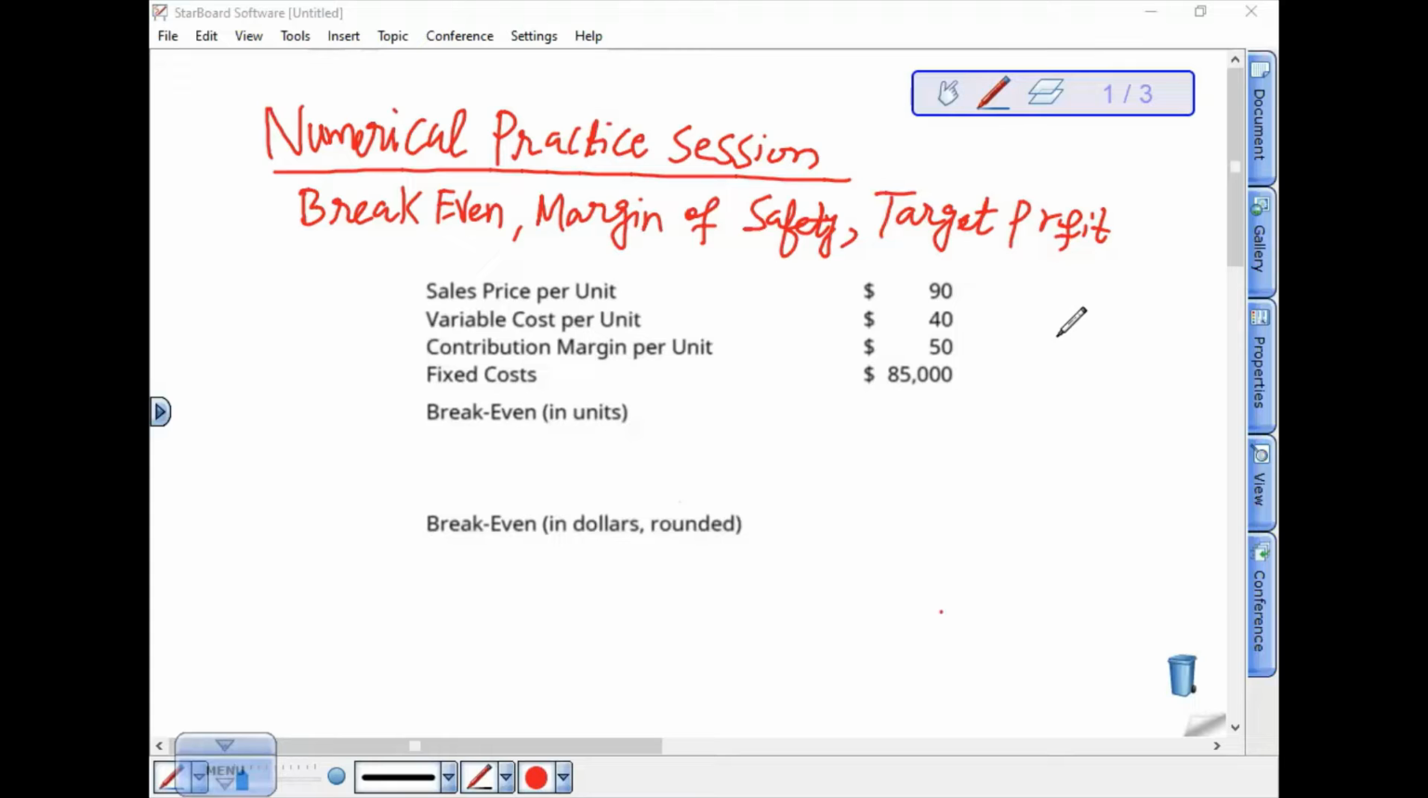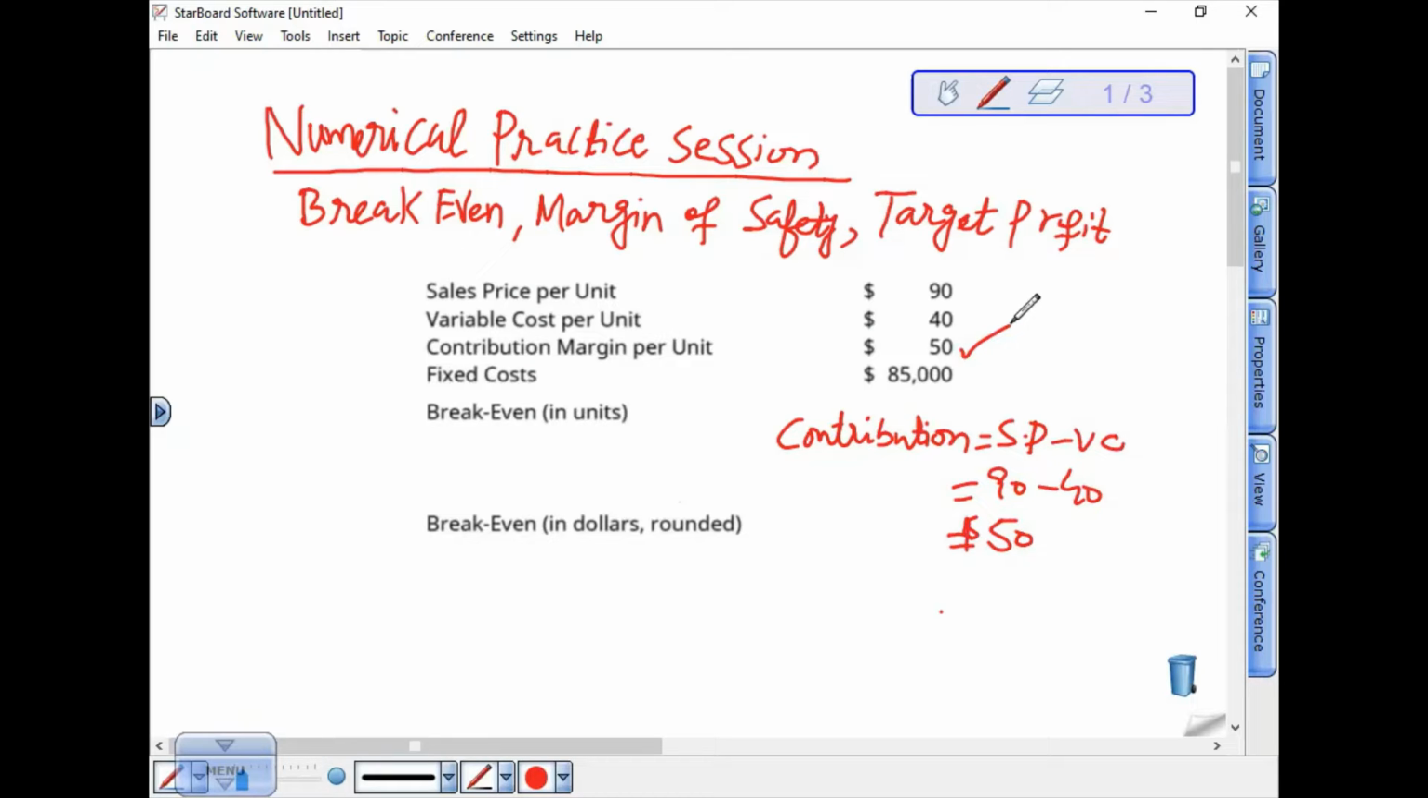Sale price per unit for a product is $90 and the variable cost is $40. And the contribution, as you are already familiar with the contribution formula, is equal to selling price minus variable cost. So this will be your contribution. Selling price is $90 and variable cost is $40. So 90 minus 40 gives you $50 contribution per unit. So $50 is already on your screen.